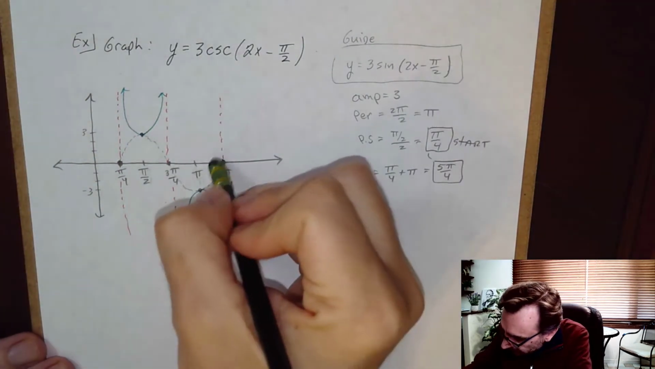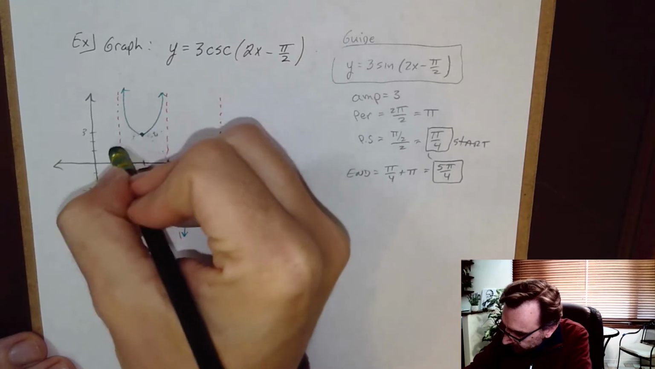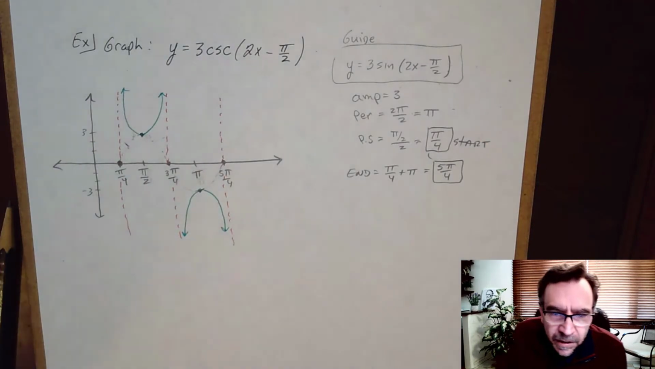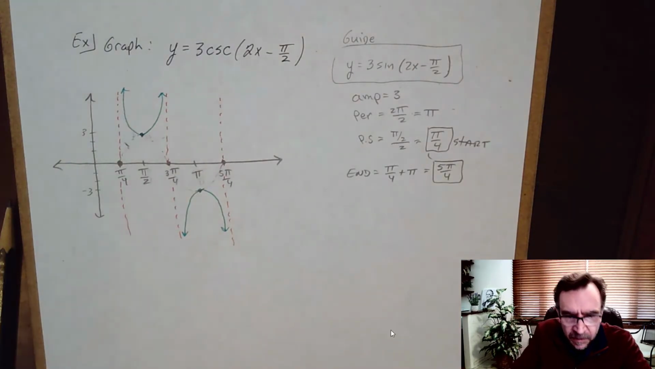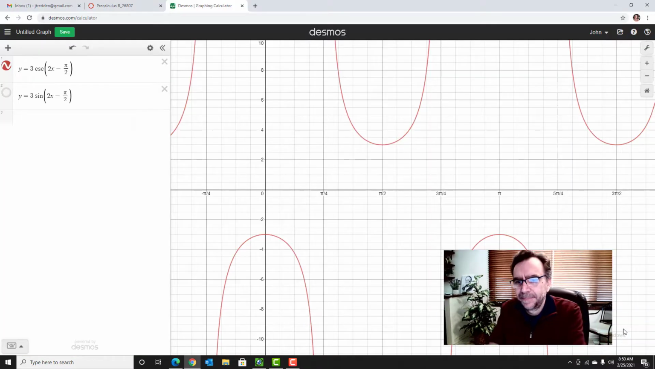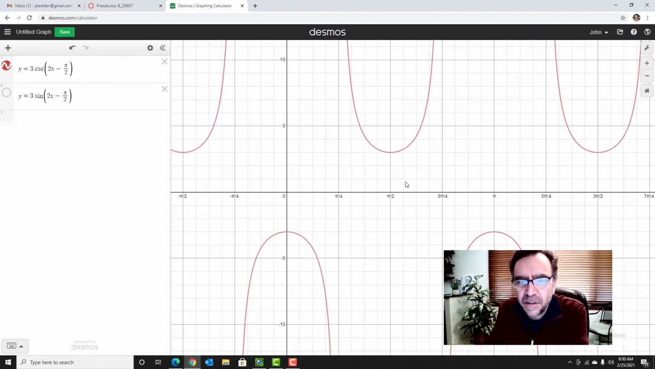Now, erasing the guide is optional, but of course, that is not part of the graph. Picture looks something like that. All right, let's go to Desmos and see what it looks like. Okay, so I typed it in, 3 cosecant 2x minus pi over 2, and you can see this is the graph. If I zoom out, it goes on forever in either direction.